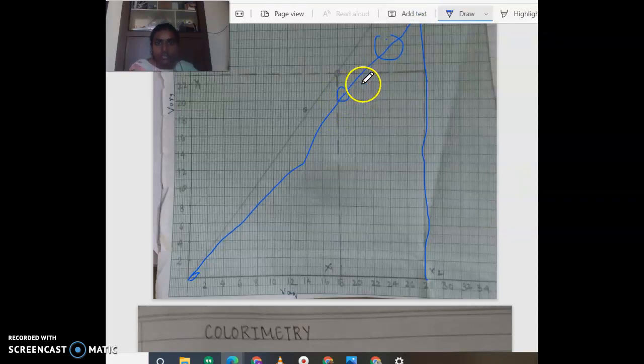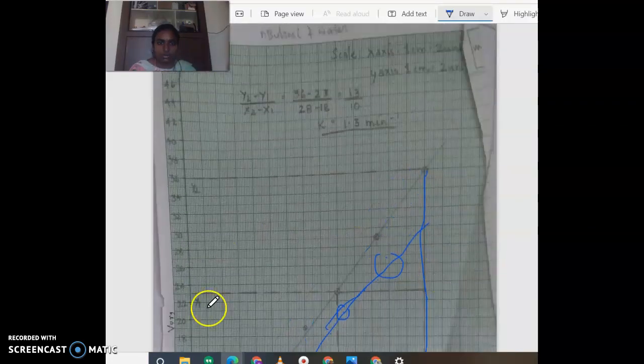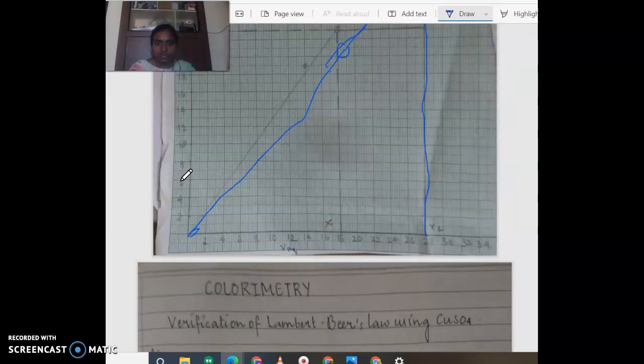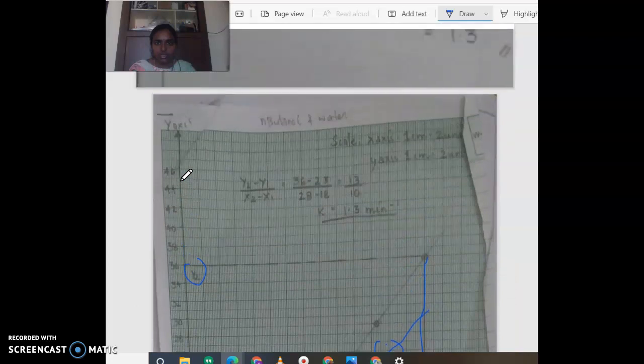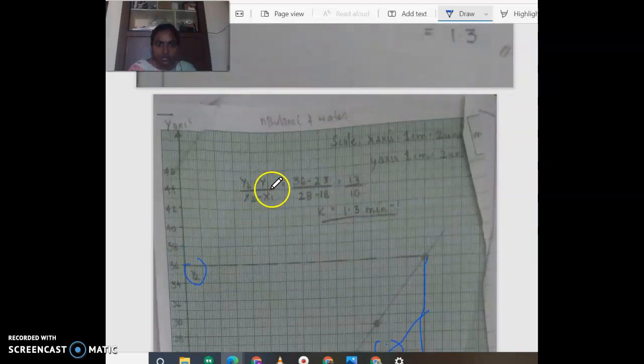Then take any 2 points on this line. You can take the same points you already got, or other points. Select any 2 points, then draw lines to the x-axis and y-axis. You will get x1, x2, and correlating to the y-axis you get y1 and y2. The lower value is 1, the higher value is 2. Using the slope formula, y2 minus y1 by x2 minus x1, we calculate and get the k value from the graph.